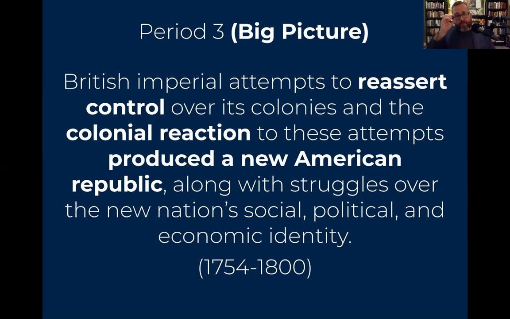Let's review our brief picture for period seven. In our last session, we talked about how the British attempted to reassert control of the colonies after a time of salutary neglect and recouping some of the lost revenue or the debt from the French and Indian War.